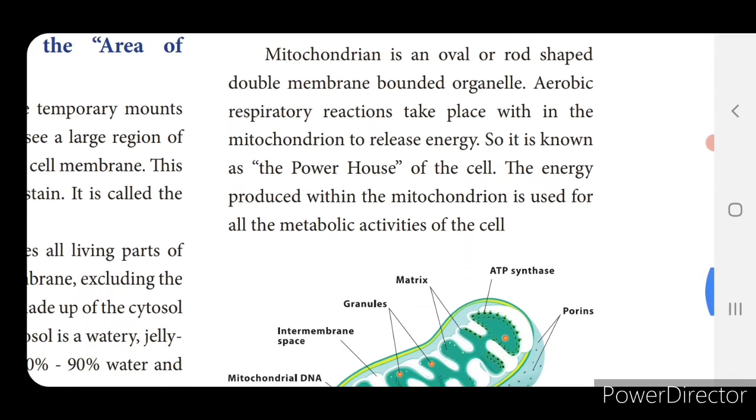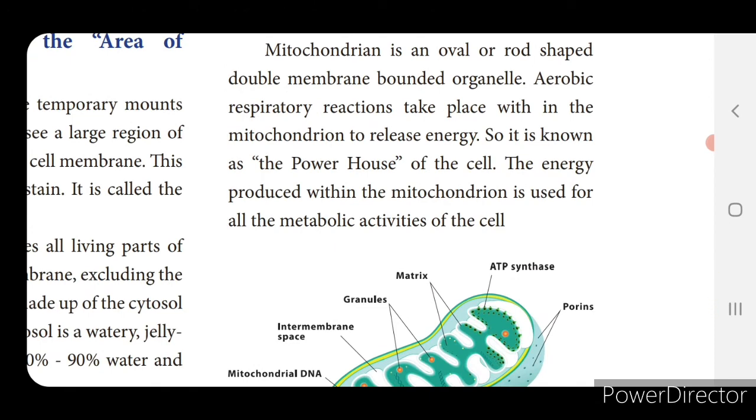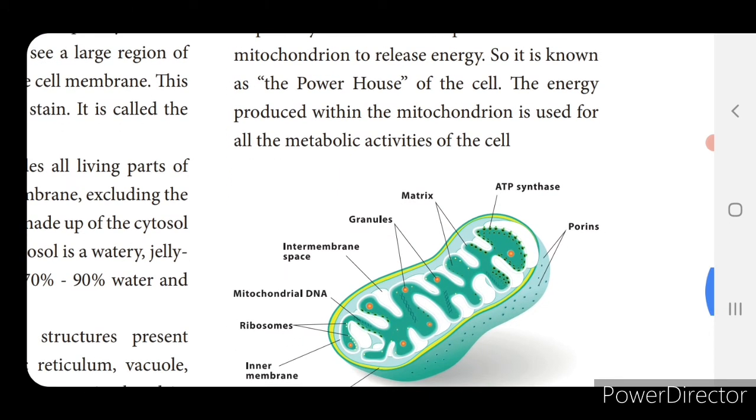The energy produced within the mitochondrion is used for all the metabolic activities of the cell. So it is used for the whole metabolism of our body. The structure is given.